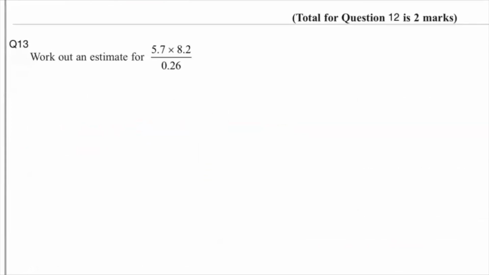Okay, question 13 is an estimate question. There's the key word. That tells me that I need to round all my numbers to one significant figure. So 5.7 will go to 6, 8.2 will go to 8, and 0.26 will go to 0.3. Now I can tidy the top up super quick, but now I've got the problem of dividing by a decimal, which I don't want. So I'm going to times through by 10. I must do both the top and the bottom to keep it equivalent. This will give me 480 to divide by 3.